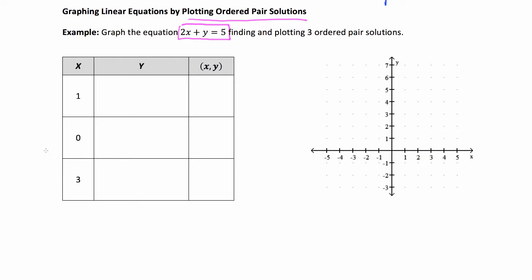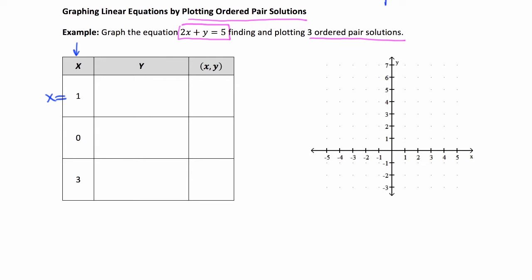So here's the deal. This method of just plotting some ordered pair solutions is sort of the most straightforward way to do this. What happens is I'm given an x, so this column, these are all my x values. So here, x equals 1. So if x equals 1, I want to find y.